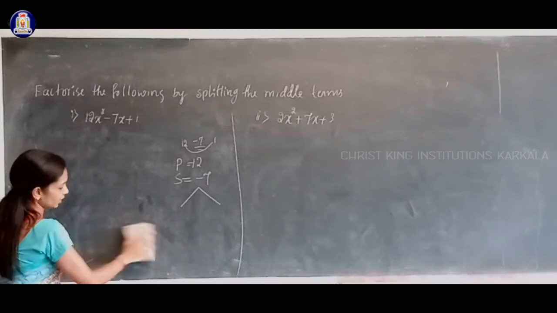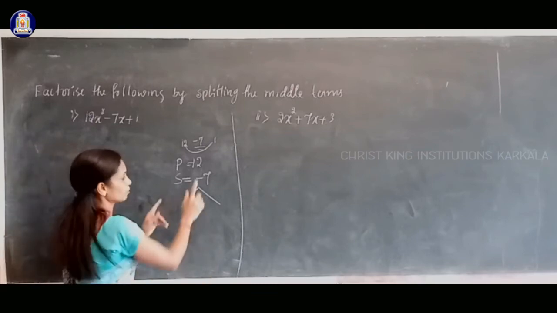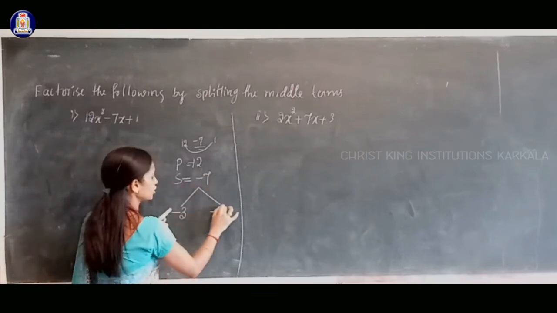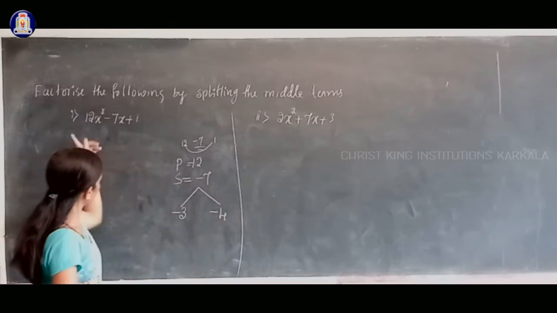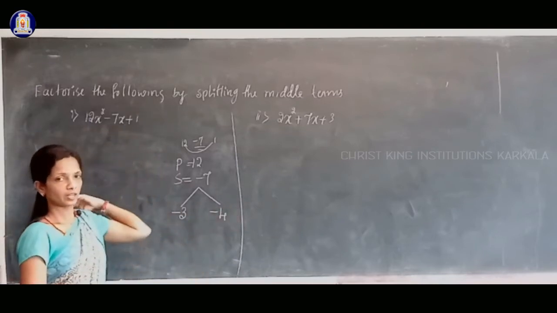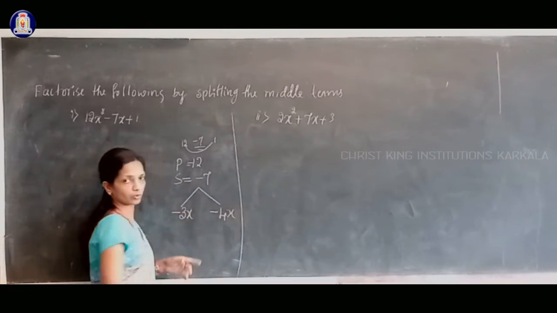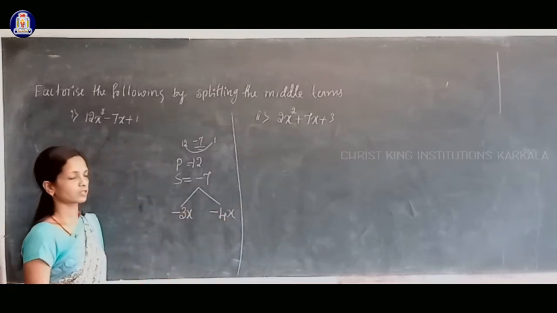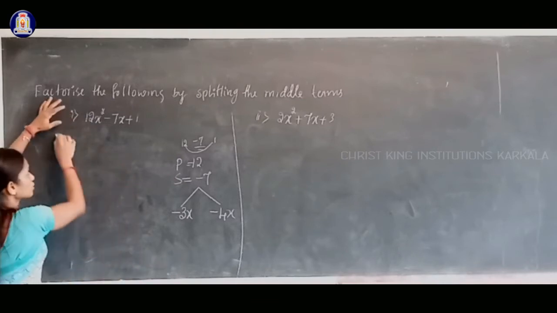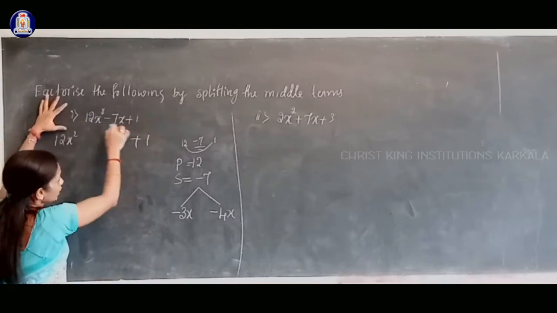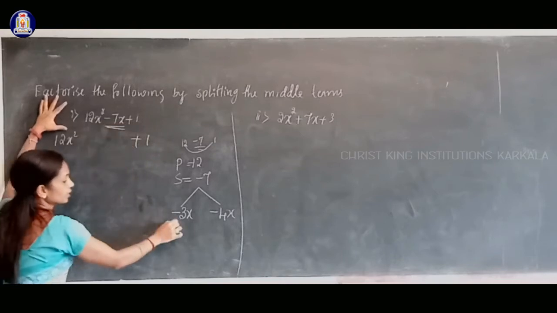So you take minus 3 and minus 4 to split this minus 7. So I will write this as minus 3 minus 4, and you see this polynomial is in which variable? X. So that variable you have to write with these numbers: minus 3x and minus 4x. Next you write the first term here as it is and the third one as it is. Only the middle one you have to split like this.